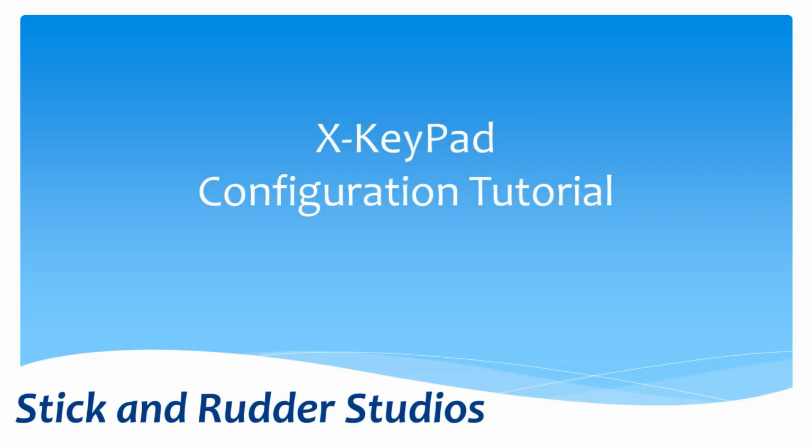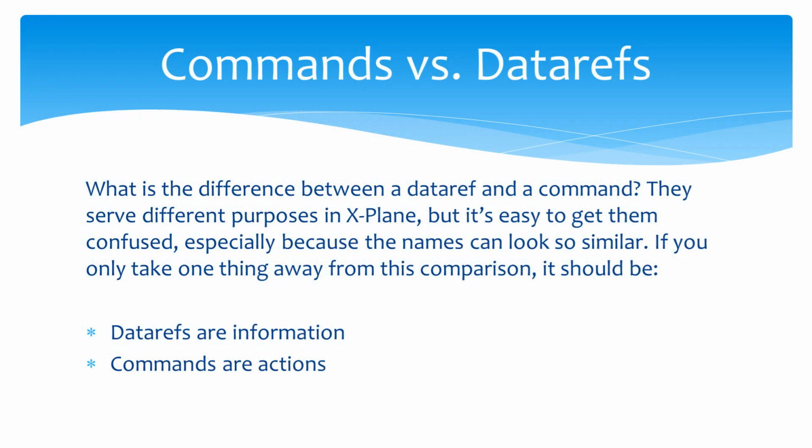Okay, let's now have a brief discussion about the difference between commands and data refs, because if you're not familiar with this, it can get pretty confusing. When you look in the definitions, you're going to see that the naming of these things is almost identical, so it can get a little bit confusing. Basically, a data ref is information that's in the simulator. These are typically numeric values. They can be integers or floating point numbers or arrays of integers or floating point numbers.